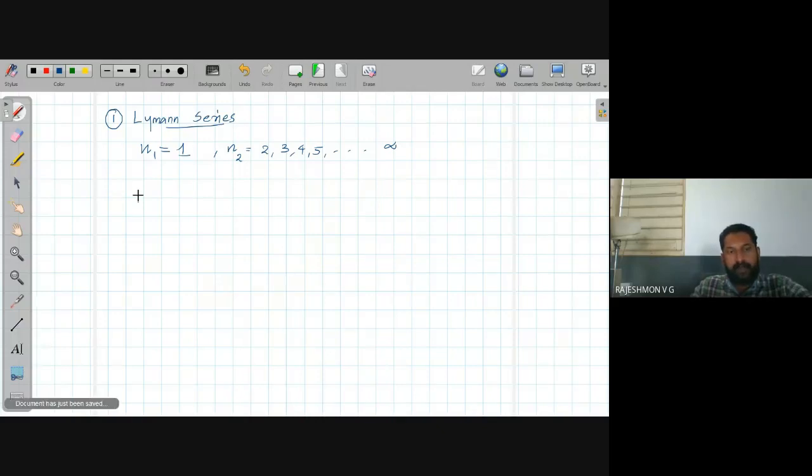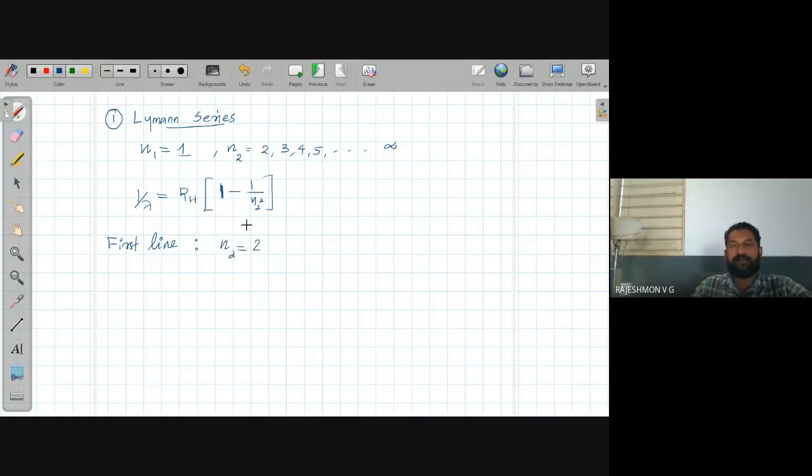So I can write 1 divided by lambda is equal to RH into 1 minus 1 by n2 square. What is the position of the first line? First line means n2 is equal to 2.